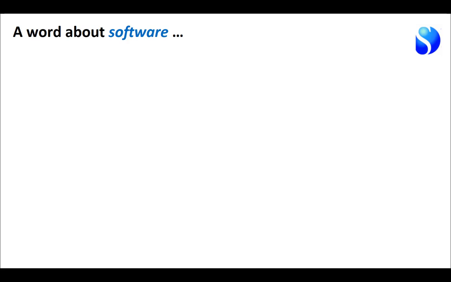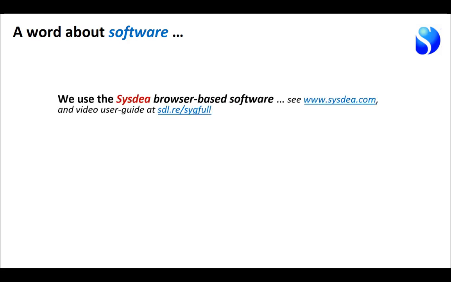Now, if you've come across this kind of dynamic modelling previously, you may already be familiar with some of the software tools that are available in the field. Now, we use the Systea browser-based software. It's a software that we've designed deliberately to support this approach to building living business models. And you can find out more about that software. You can go to the software's own website there, systea.com, and there's a pretty easy video user guide that takes you step by step through how the software works.